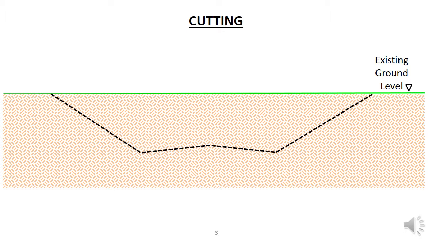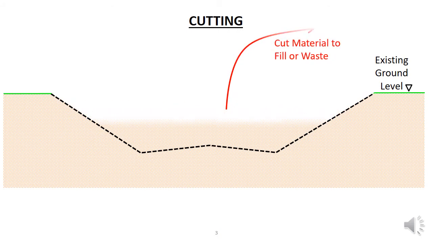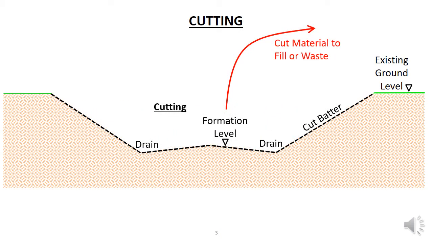There are several types of cuts. Some cuts involve just skimming the top layer of soil, and this is called grading. Other cuts involve cutting through hills, as shown here. Basically, you start at the top and just excavate down to the designed formation level. The removed material is transported to fill areas or to waste areas on-site or clean fills off-site. The end result is called a cutting. The slopes back to the original ground level are called cut batters.